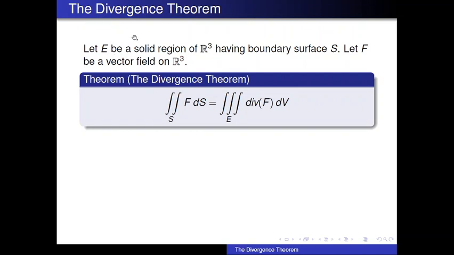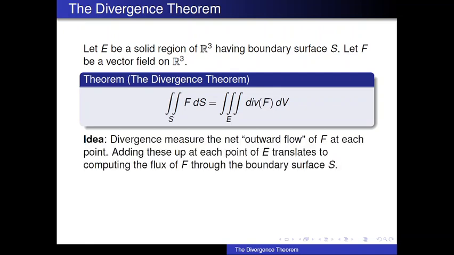Since we're not really going to get into the proof of this theorem, we should at least give you some idea behind what it's really saying. Remember that the divergence is a function that measures at each point the net outward flow of the vector field from that point. So what this is really saying is that if we add up all of those little net outward flows at each point within E, that will tell us exactly how much the vector field F is flowing out of or through that boundary surface S. Okay?